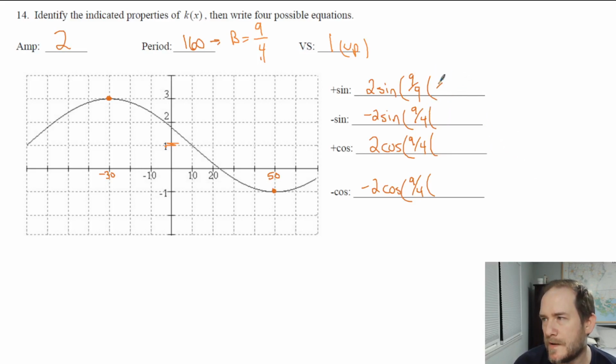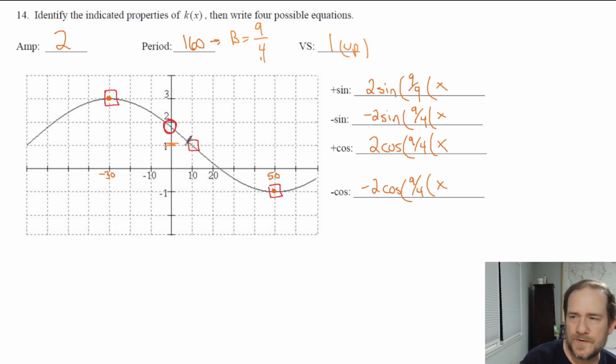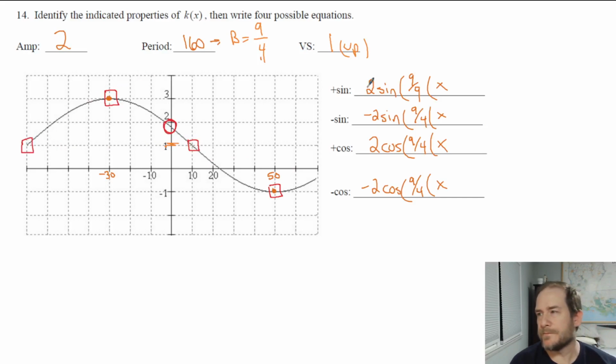Okay, then they all need phase shifts again, because again there's no critical value on the y-axis. Our critical values are here on a max, here on the midline, here on a min, and if I go way over here, then there is another midline value that we start from, which is a good thing because as we're writing the equation of sine, this is exactly the guy we need, the midline.